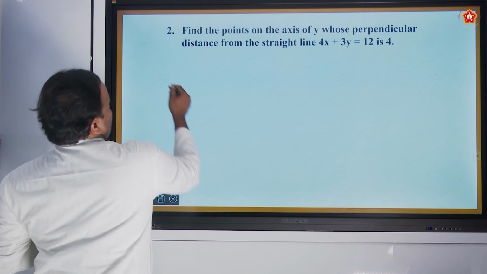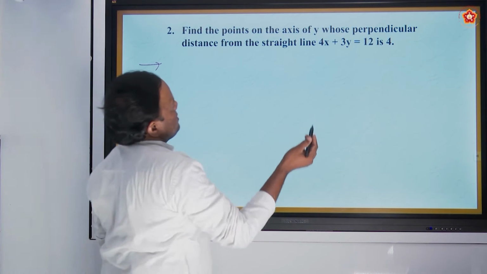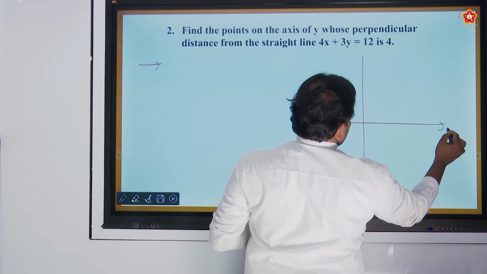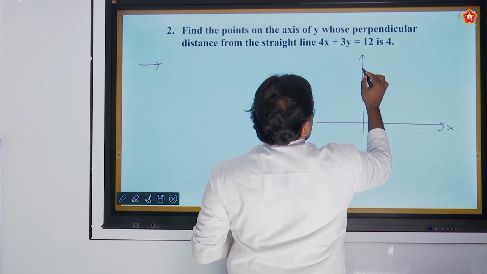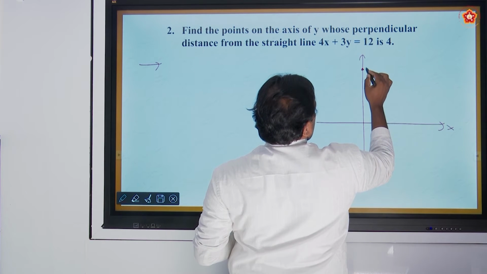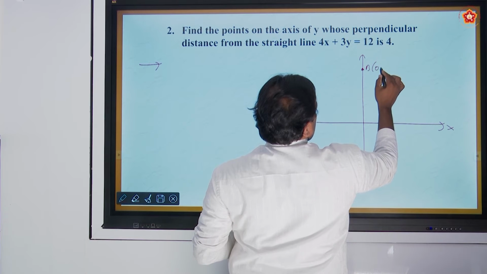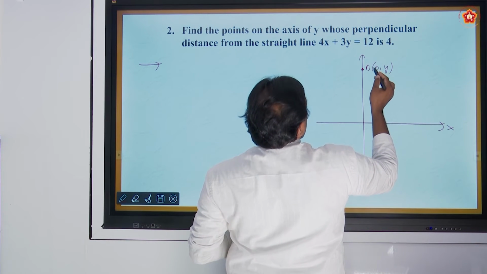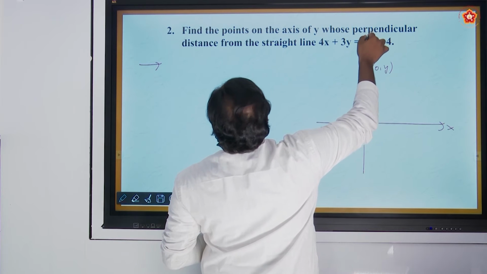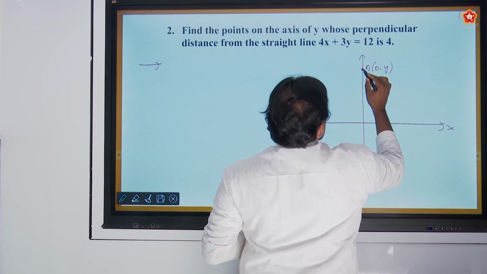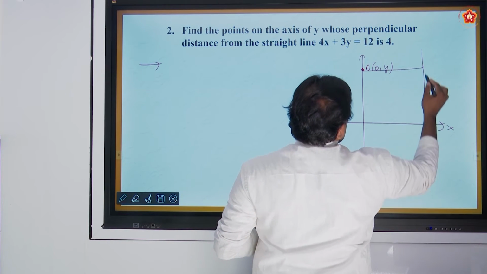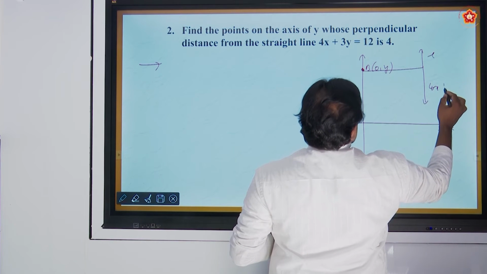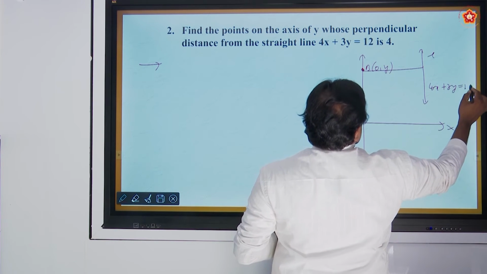Let's see the next problem. See what is given here. Find the points on the axis of y. See, any point that lies on the y-axis is always of the form (0, y). I take the point B here on the y-axis, (0, y), meaning x coordinate 0, y something. And what is given here? Whose perpendicular distance from the straight line, this point is perpendicular to this line. What is the line equation? 4x plus 3y equal to 12.